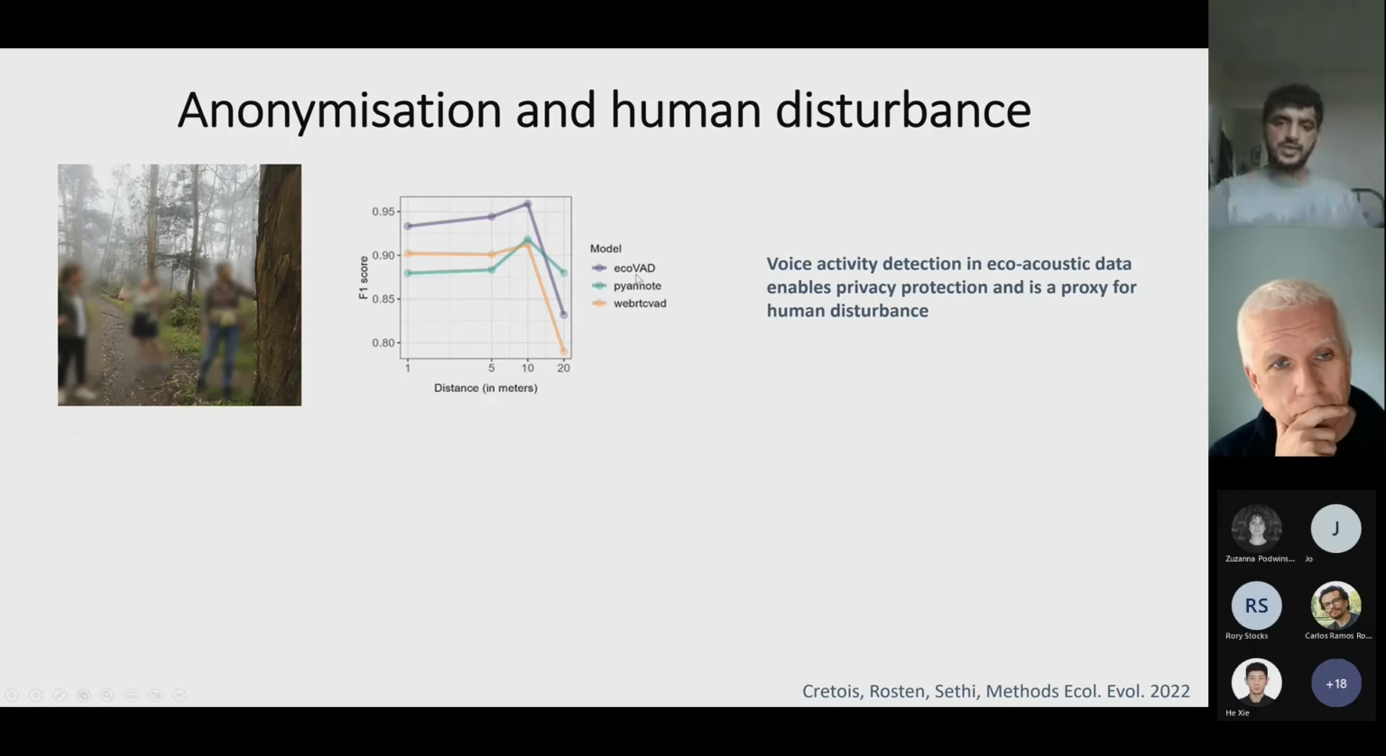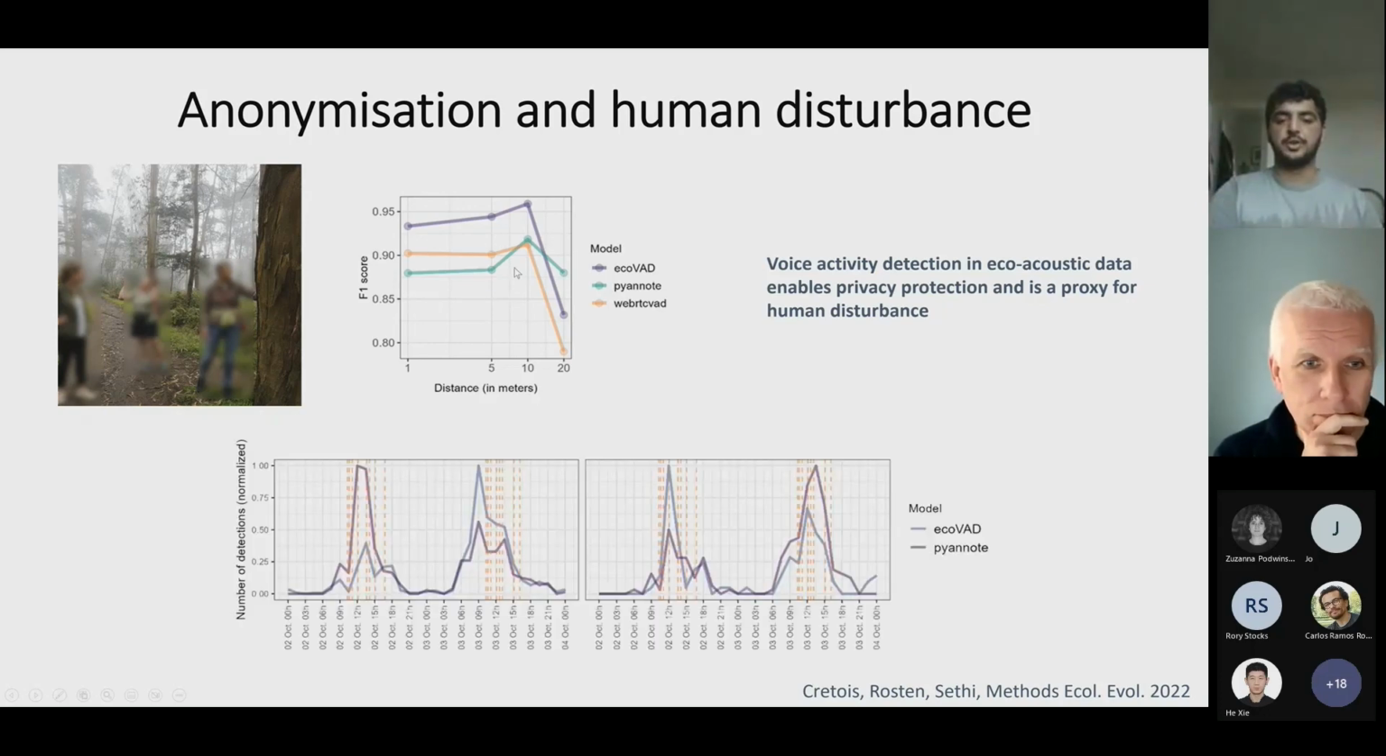So we developed a VAD model, a voice activity detection model based on a CNN, and compared that to two state-of-the-art existing ones, Pyannote and WebRTC. We found we could get improved performance by doing things like data augmentation with birdsong. You can read all about the details of this. It just came out a couple of weeks ago in Methods in Ecology and Evolution.